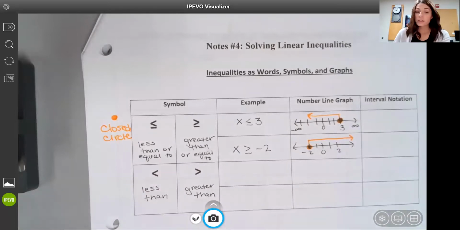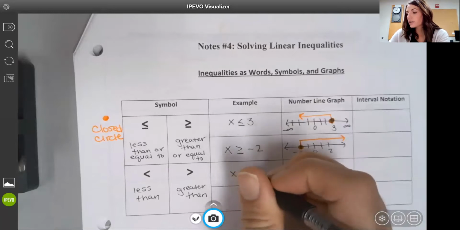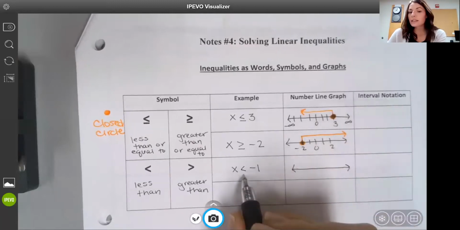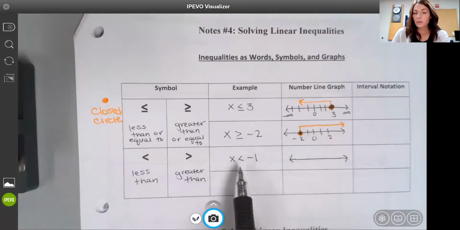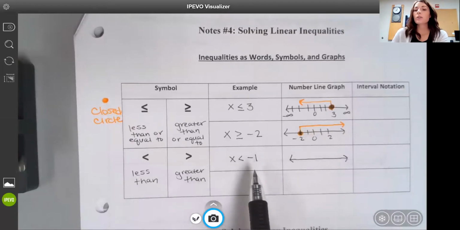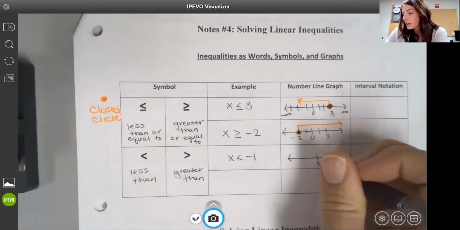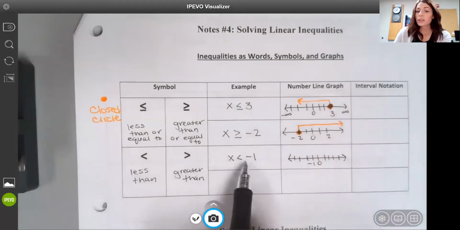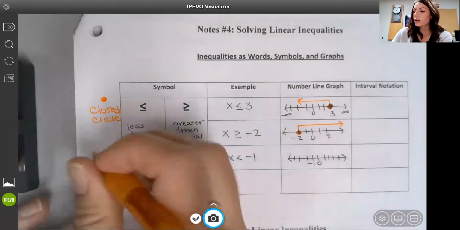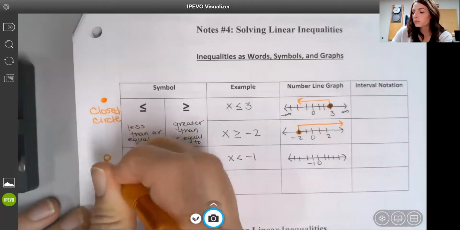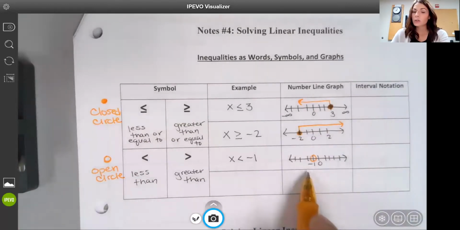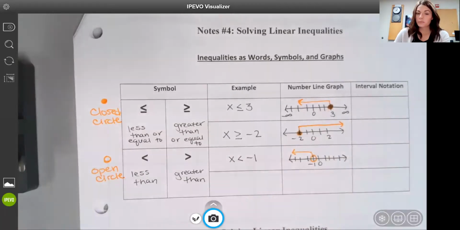We also have just less than or just greater than. So if I had x is less than -1, for example, when I graph something that is just less than the given value, that means that x cannot equal -1. So -1 is not included in our answer set. Only values that are less than -1 would be included. To show that we're not including -1, when we graph less than or greater than, we use an open circle. So my graph would have an open circle at -1 and then going less than.